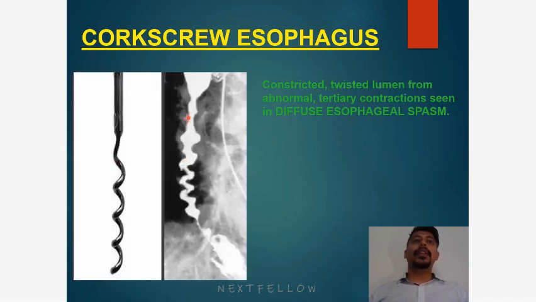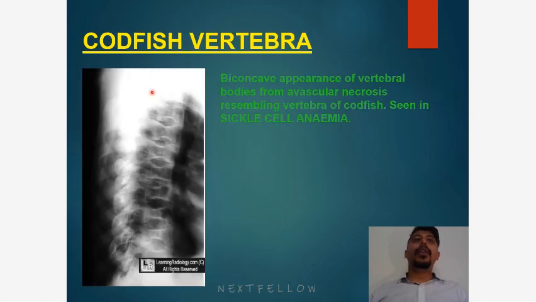Corkscrew esophagus. So this is the corkscrew esophagus in the barium swallow image, where this is the constricted twisted lumen from abnormal tertiary contractions in diffuse esophageal spasm. So it is called as corkscrew esophagus. Codfish vertebrae, biconcave shaped appearance of vertebral bodies from avascular necrosis resembling a codfish, seen in the sickle cell anemia.